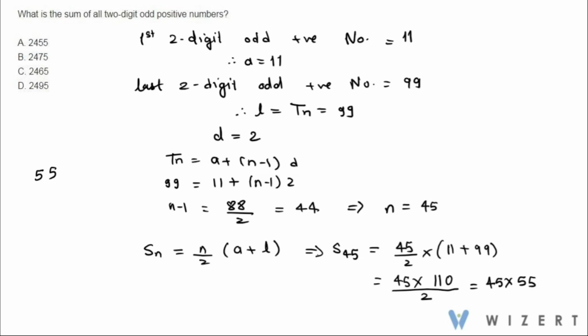Let's do the multiplication. 5 5s are 25, 5 5s are 25 plus 2 is 27. 4 5s are 20, 4 5s are 20 plus 2 is 22. So 2, 4, 7, 5. So we get the required sum equal to 2475. And if we look at the options, yes, the answer is option B.